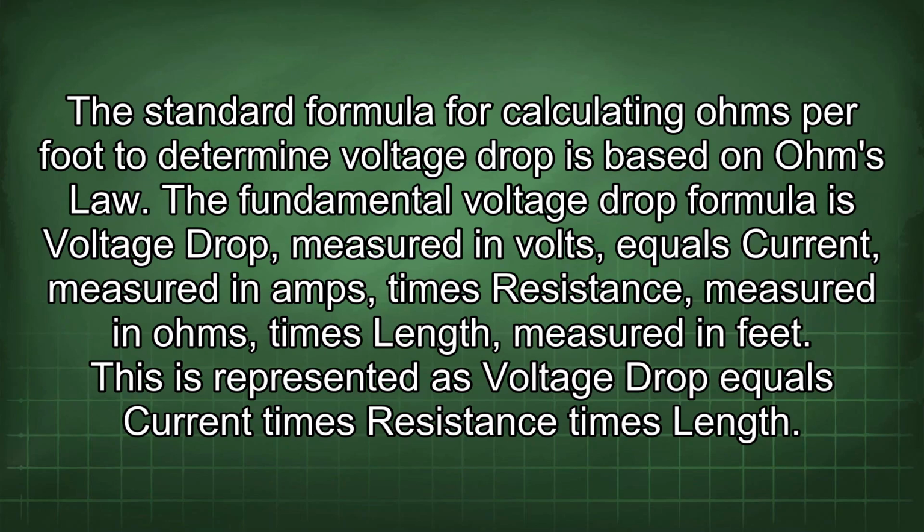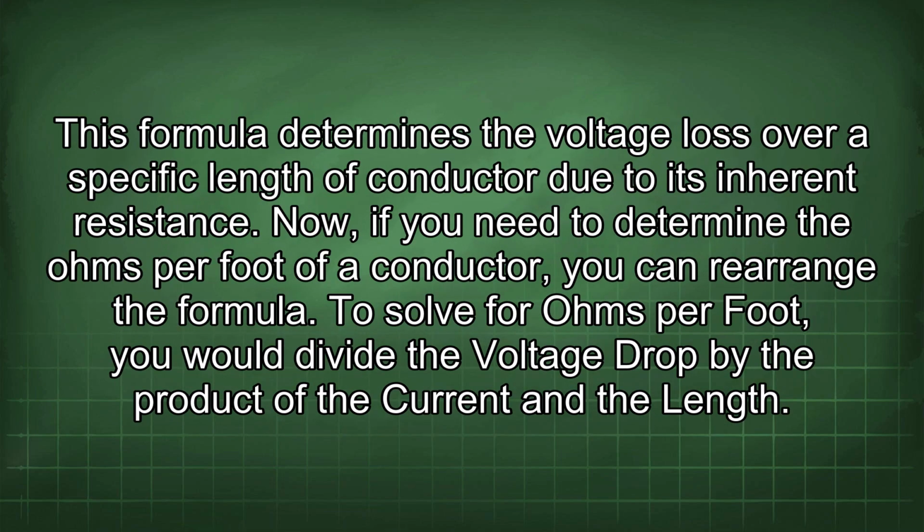The standard formula for calculating ohms per foot to determine voltage drop is based on Ohm's law. The fundamental voltage drop formula is: voltage drop, measured in volts, equals current, measured in amps, times resistance, measured in ohms, times length, measured in feet. This is represented as voltage drop equals current times resistance times length. This formula determines the voltage loss over a specific length of conductor due to its inherent resistance.